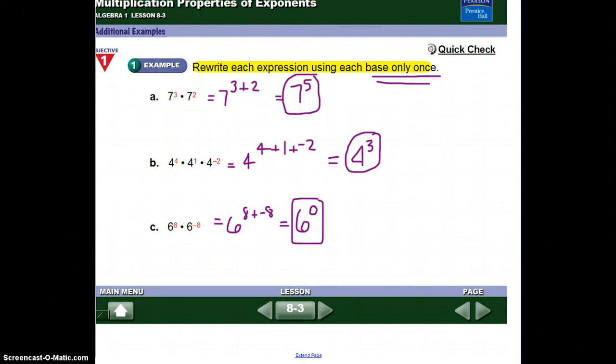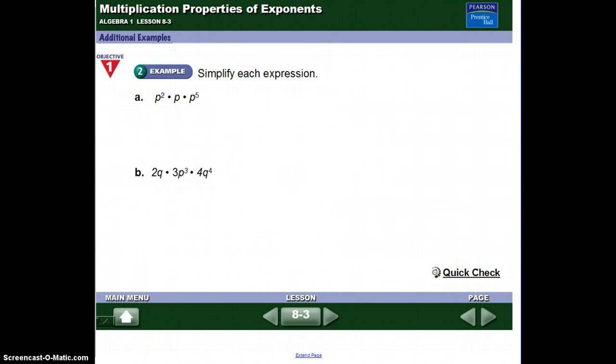Okay, let's take a look at one more here. Okay, in this problem, they want us to simplify each expression, which means there's probably going to be a lot of stuff going on in these problems, and I have to be able to sort them out. So first of all, even if I just take a look at A and B, I can see a couple spots where there aren't exponents. So I'm actually going to add exponents in there.